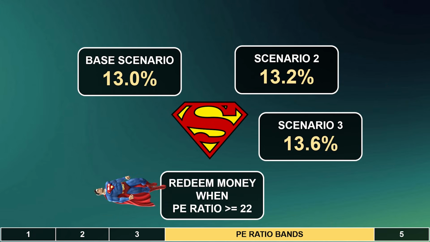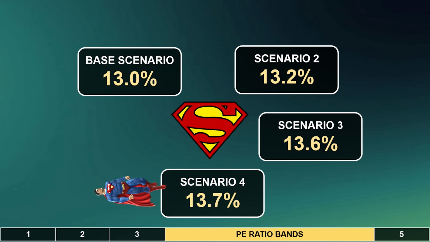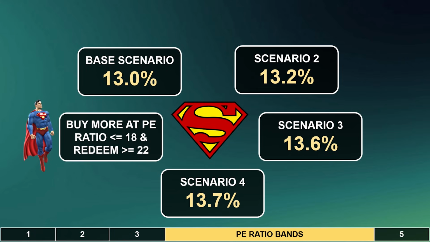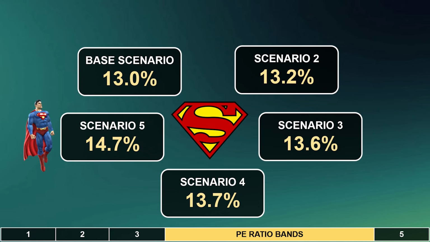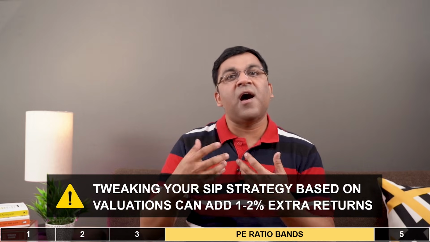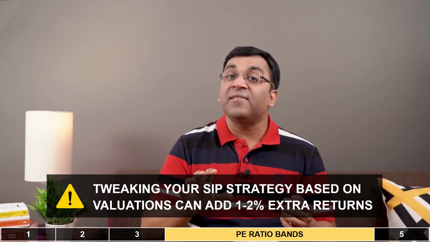Then I received a 13.7% return when I started redeeming some money when the PE ratio went above 22. And the fifth and final strategy is where I employed an accelerated buying and selling structure at different PE bands, which gave me 14.7%. So 13% went up to 14.7%. And if you haven't watched that video, then I suggest you have a look at it and also explore the downloadable and customizable worksheet that's available in the video's description. But point blank, a little tweaking in the SIP strategy based on our understanding of PE ratios does add a further 1 to 2% to our portfolio returns.